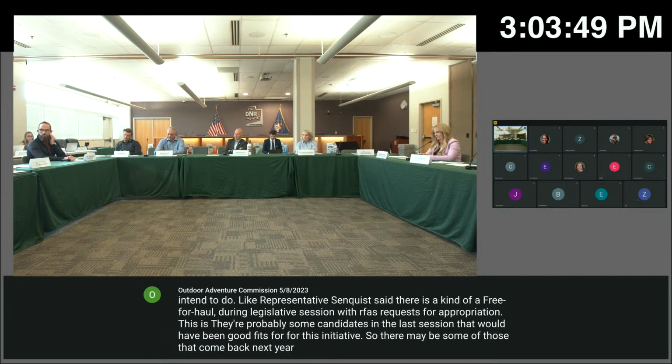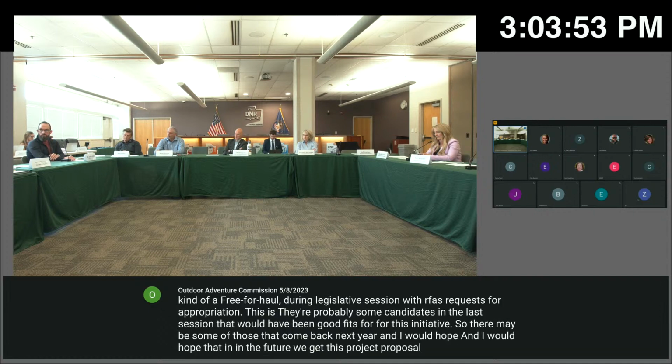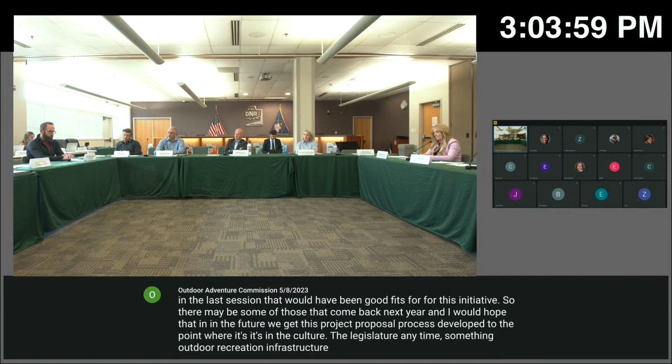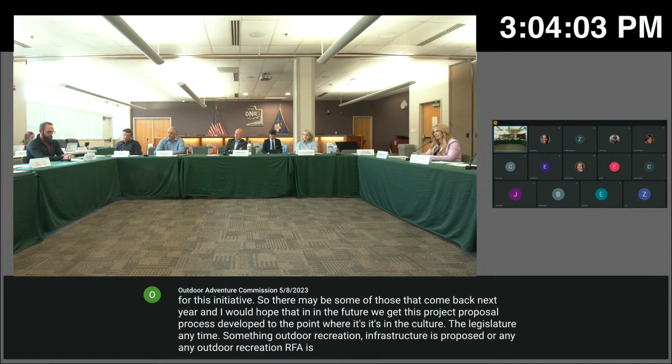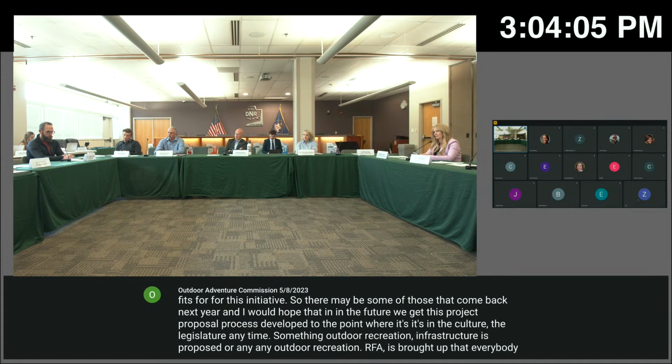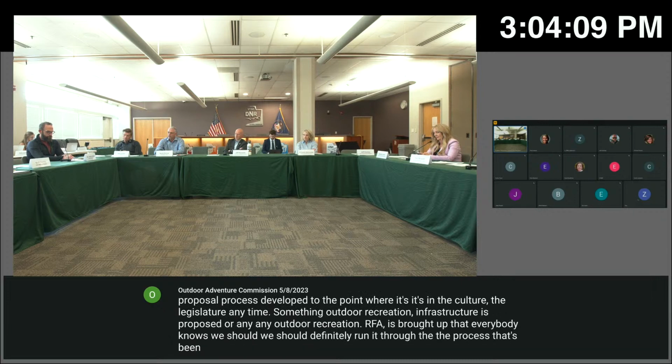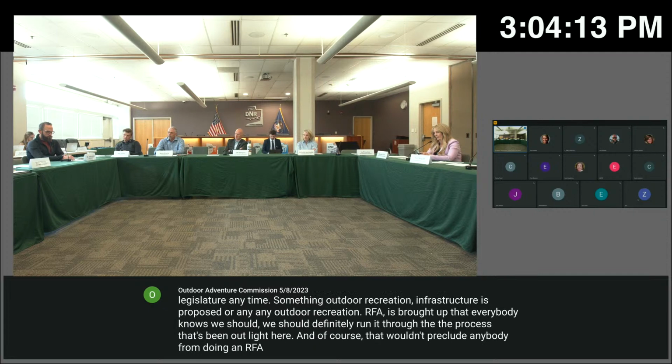And I would hope that in the future, we get this project proposal process developed to the point where it's in the culture of the legislature. Anytime outdoor recreation infrastructure is proposed, or any outdoor recreation RFA is brought up, everybody knows we should definitely run it through the process that's been outlined here. And of course, that wouldn't preclude anybody from doing an RFA on their own, but I think this would be the preferred route.